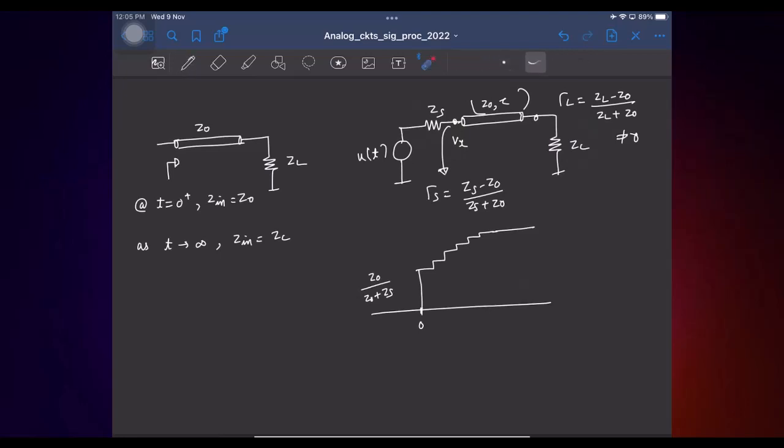And if you don't want these infinite reflections to happen, what should I do? You either make ZL equal to Z0, or Zs equal to Z0, or make both, right? Either of these will work. If you make ZL equal to Z0, the forward wave goes and nothing gets reflected. If you make only the source impedance Z0, you will have a forward wave launched that gets reflected, but then it stops.